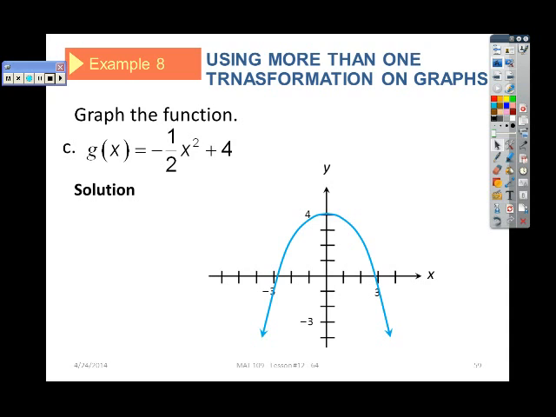So you start with a U with the vertex here. We squeeze that down. We still have the vertex here, but we squeeze it down. Then we flip it over. The vertex is here, and we've got a squeezed version. Then we shift the whole thing upward. So you can do them independently of one another.